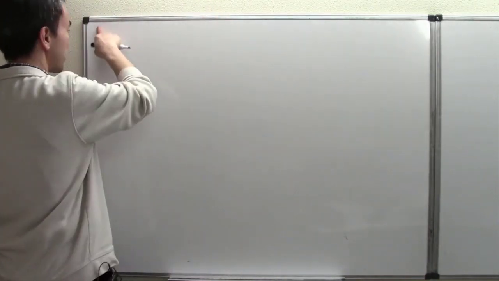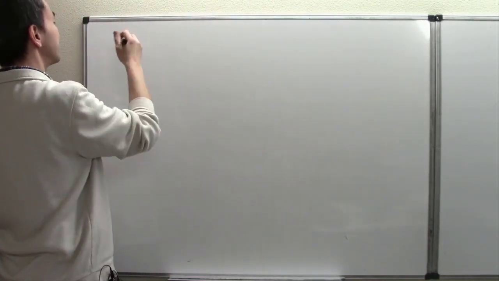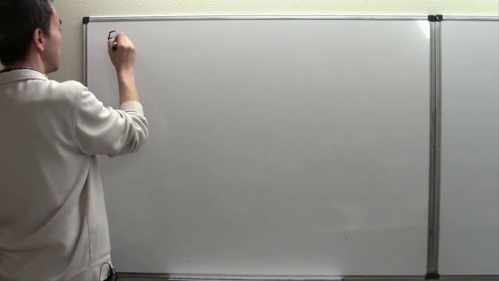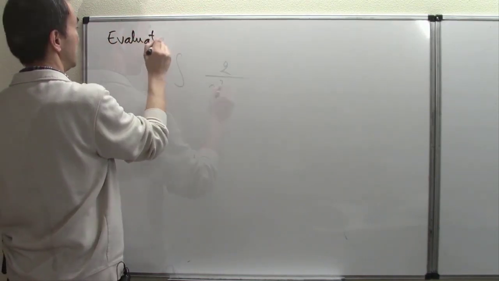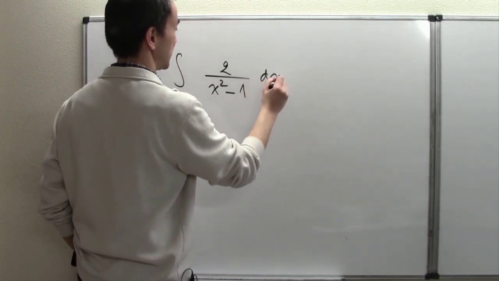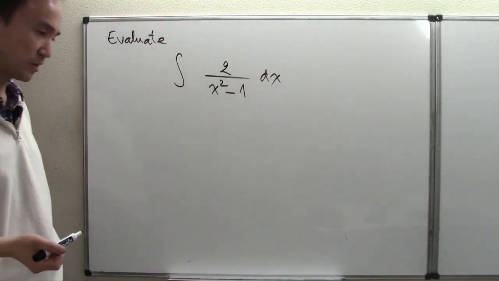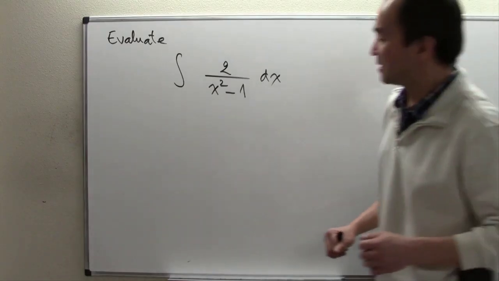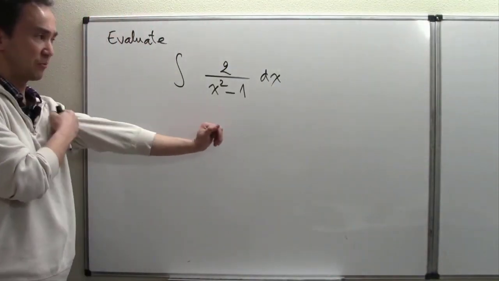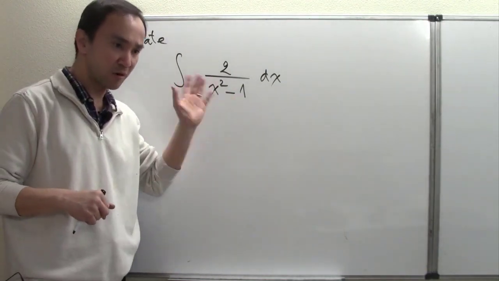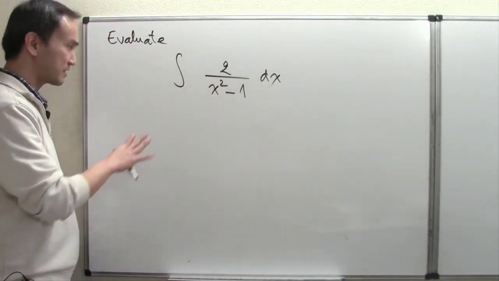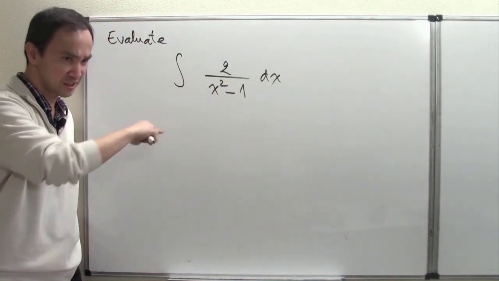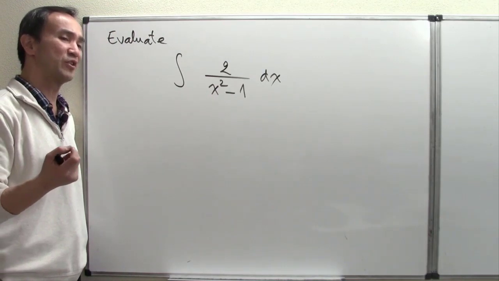Okay, so let's look at a problem like this. We want to evaluate the integral of 2 over x squared minus 1 dx, for example. With this problem, if we try to get directly into it, there's really no luck. Substitution methods or integration by parts, in my experience, are not going to help.